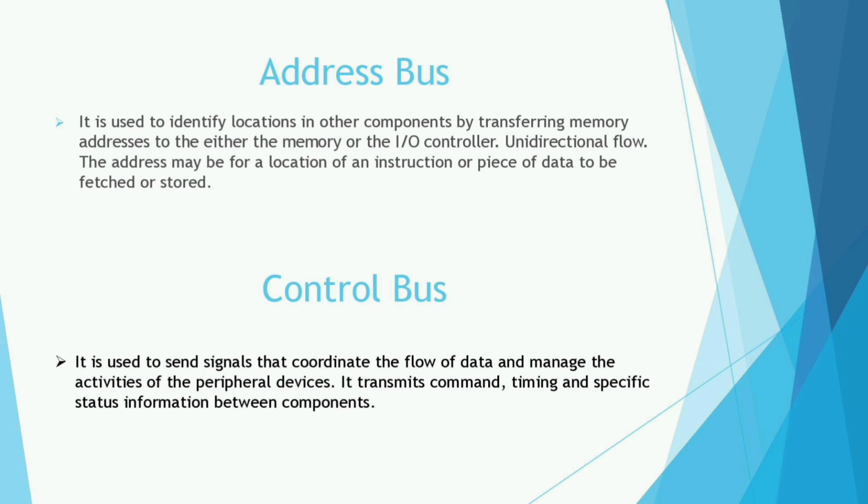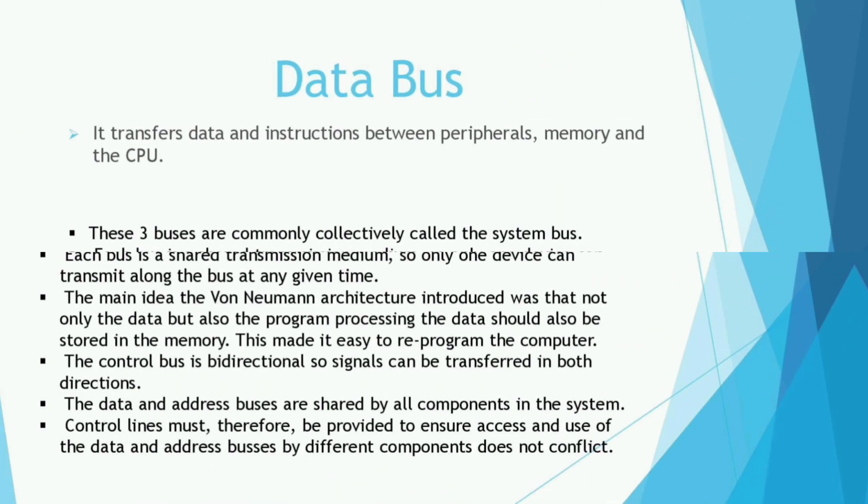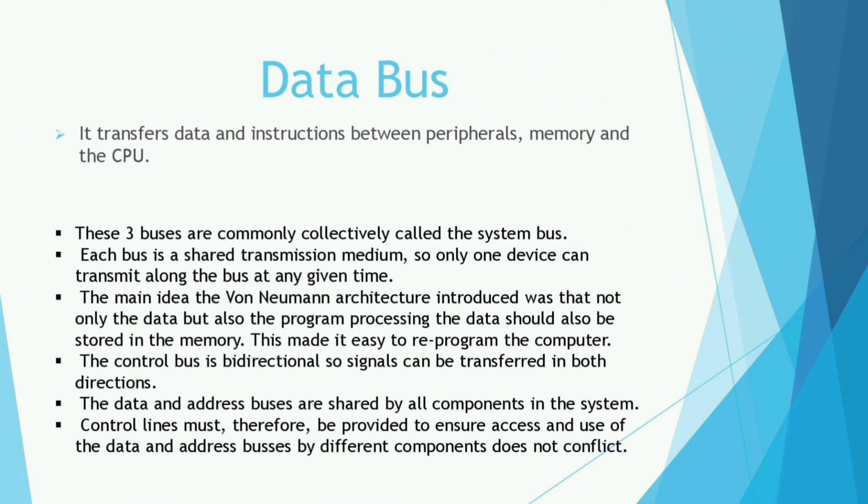The control bus. The control bus is used to send signals that coordinate the flow of data and manage the activities of the peripheral devices. It transmits command, timing, and specific status information between components. And this can only occur through physical connections such as cables or printed circuits. The data bus. The data bus transfers data and instructions between peripheral devices, memory, and the CPU.